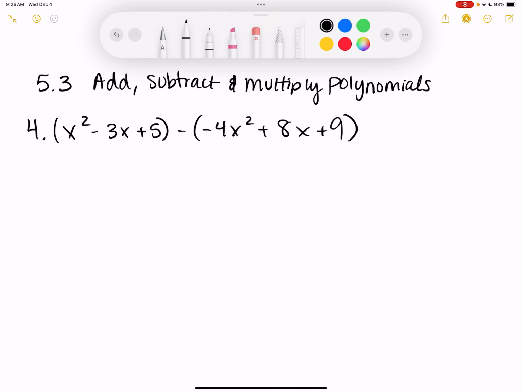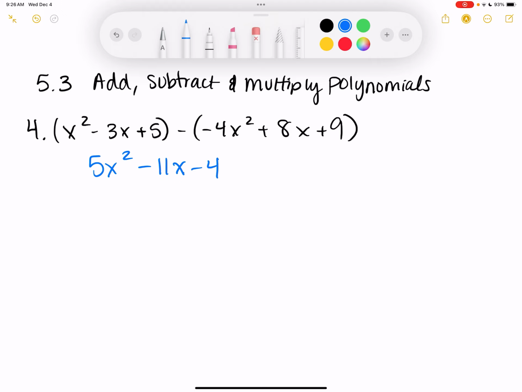Yes, so 5x squared. And then negative 3x minus 8x would be negative 11x. And then 5 minus 9 is negative 4. So you just need to be really intentional. Don't just skip over this sign in the middle if you're not going to do it by rewriting it.